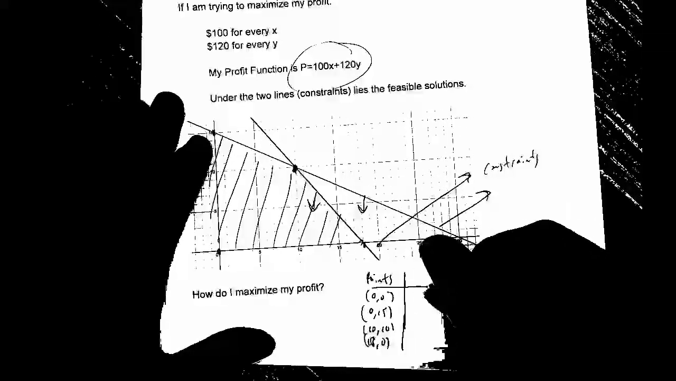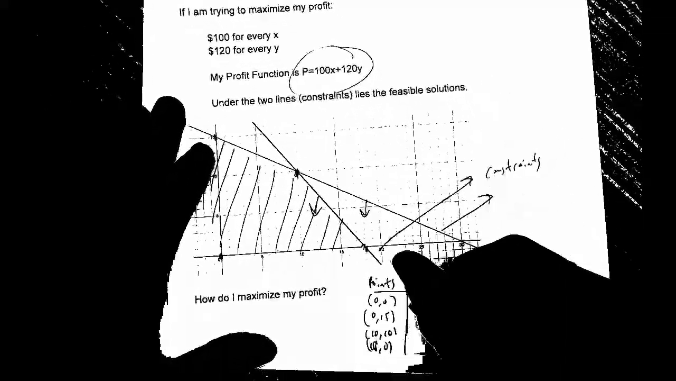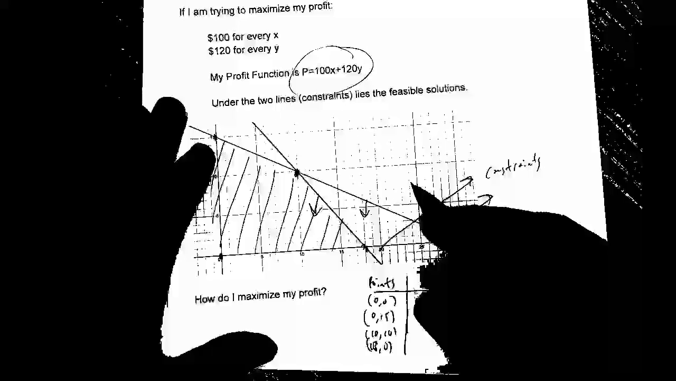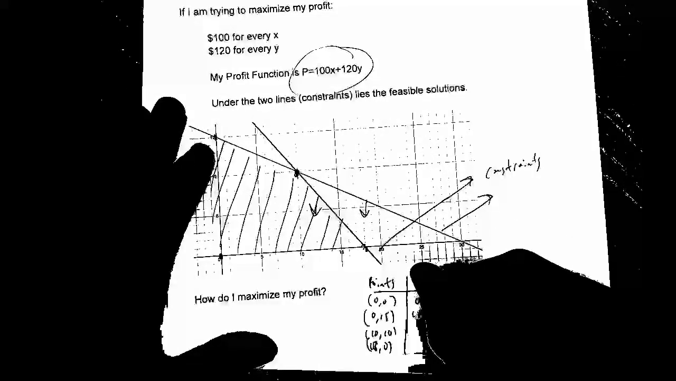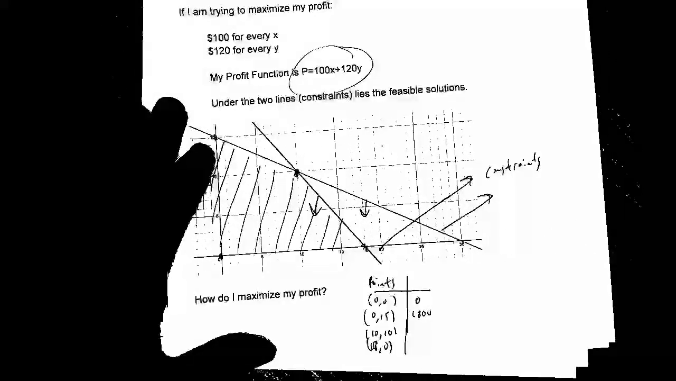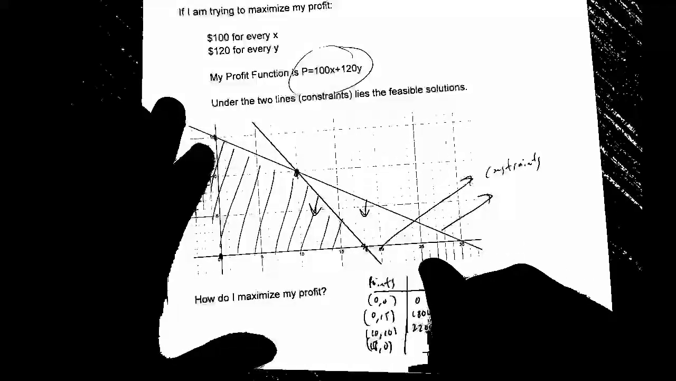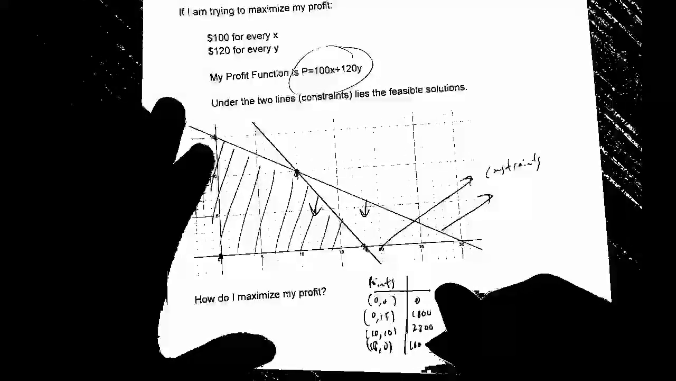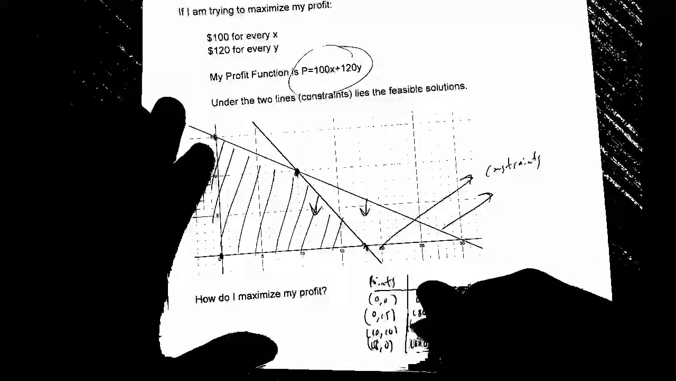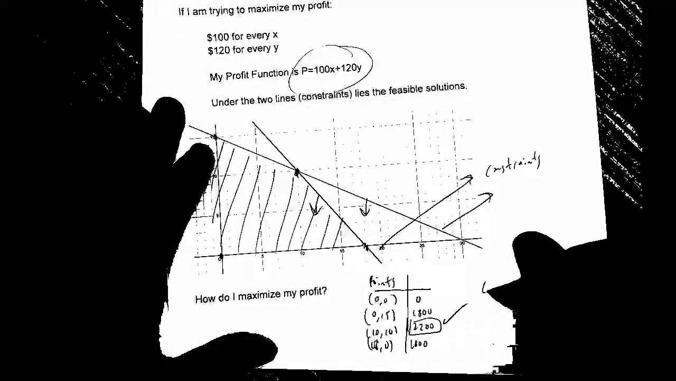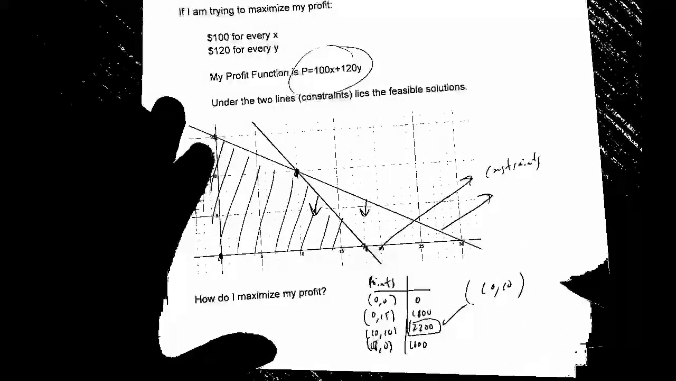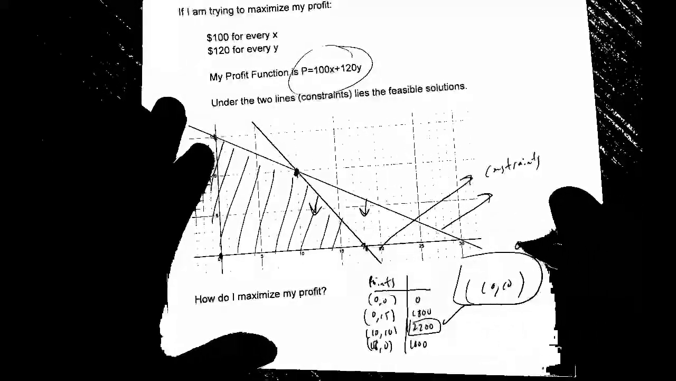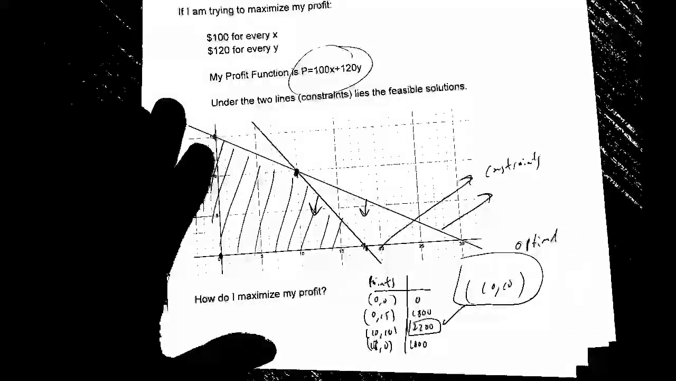So if I put 0, 0 into that above, we're just going to get 0. If I put a 0 and then a 15, I'm going to get 1800. If I put a 10 and a 10, I'm going to get 2200. If I get 18 and 0, I'm going to get 1800. Right? So what's the best out of those? This one right here. So 10, 10, 10 of x and 10 of y. This would be your optimal solution. Okay? Follow me? We're going to do 2 more examples, building in difficulty.